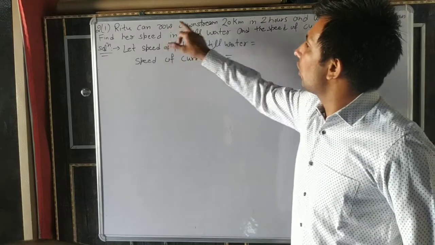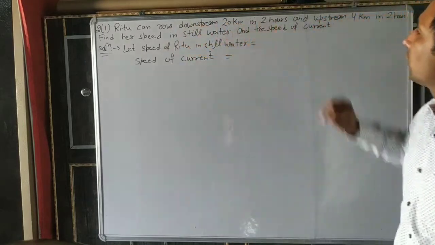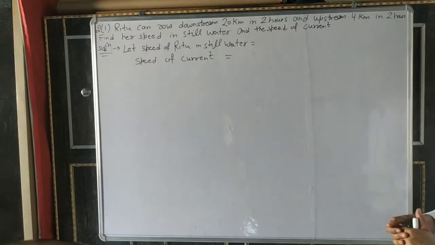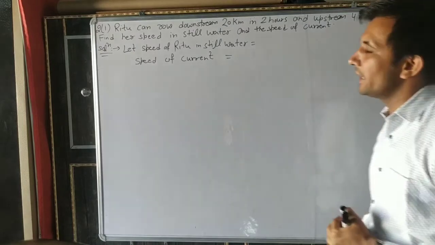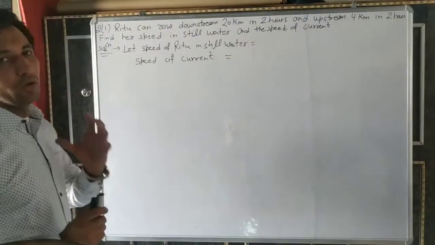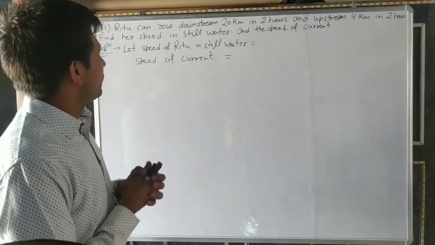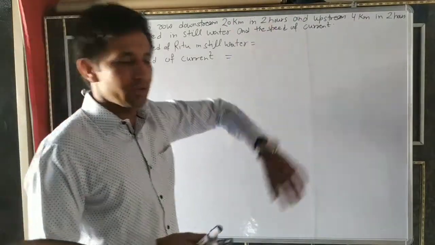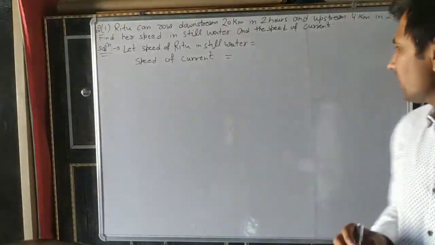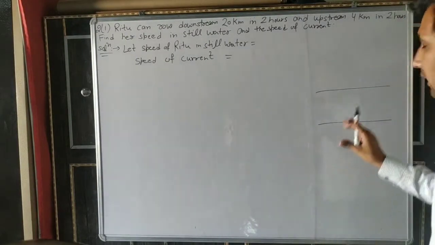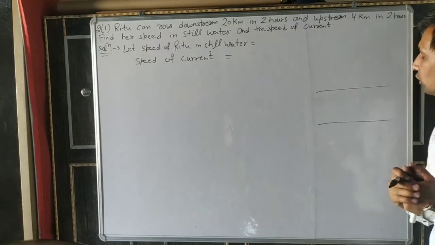So what will we do? Ritu can row downstream 20 km in 2 hours and upstream 4 km in 2 hours. Find her speed in still water and the speed of the current. First you have to know what is downstream and what is upstream. So look, dear, it is a river. Everyone knows it is a river.